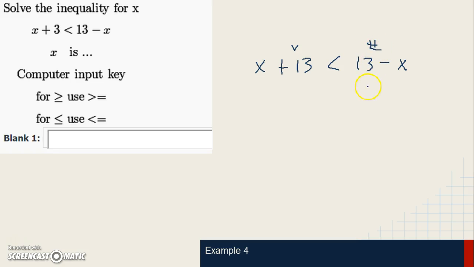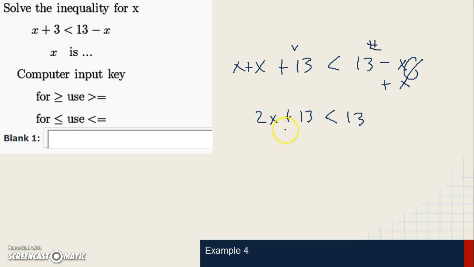I'm going to start by eliminating the variable on my number side. How do you get rid of a minus x? Just add an x. If I add an x to one side, I've got to add an x to the other. Now I can combine like terms on this side. 1x plus 1x is 2x plus 13 is less than 13. These simplify to 0. Now I've got to eliminate my numbers.